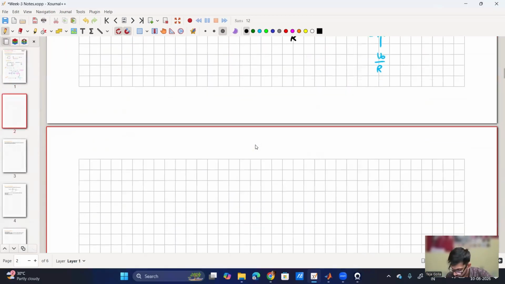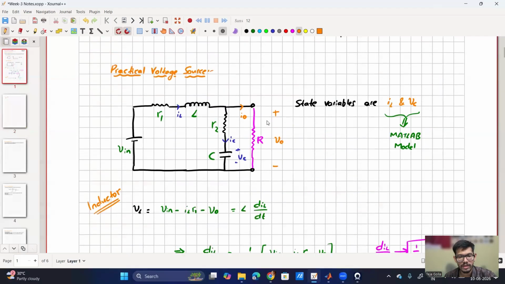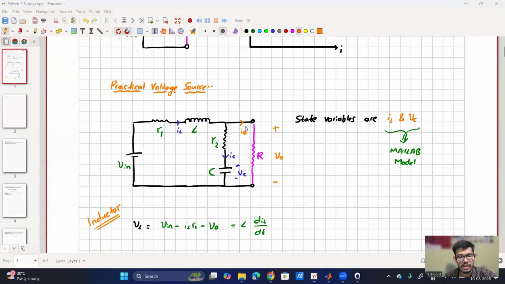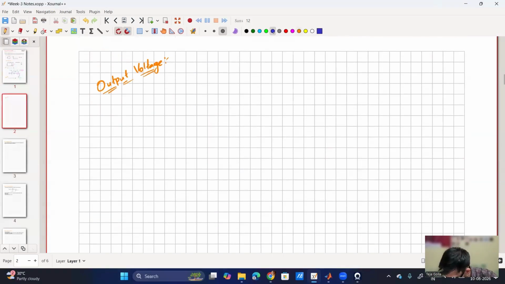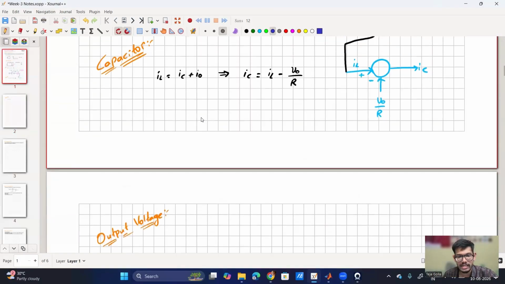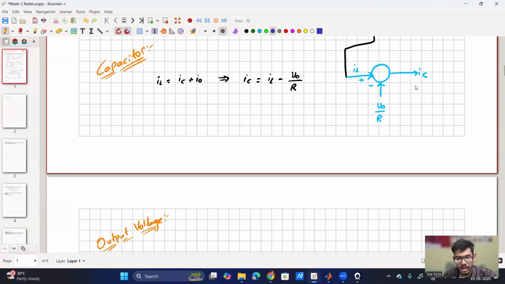Now we have to write the expression for the output voltage. So how do I know what my output voltage is? This is simple. From here you know that V0 is nothing but VC plus IC into R2. IC is something we have already calculated.